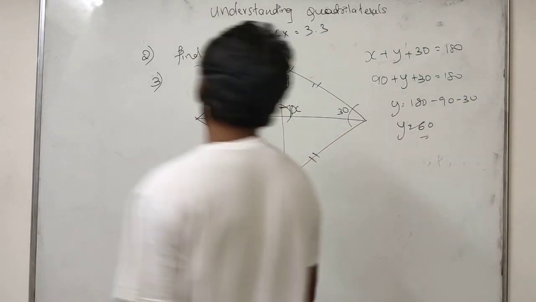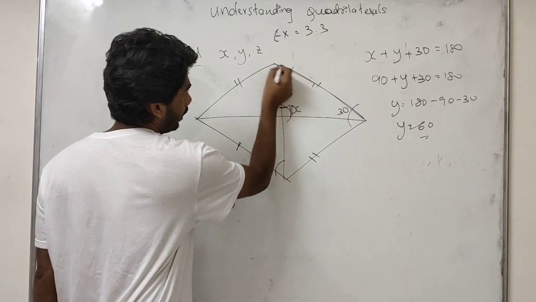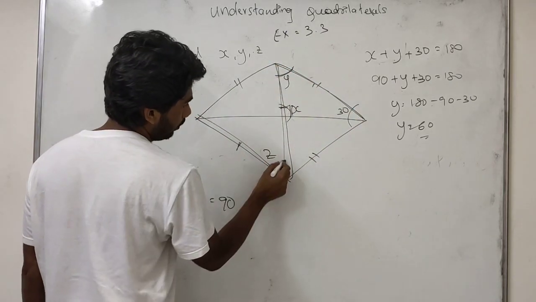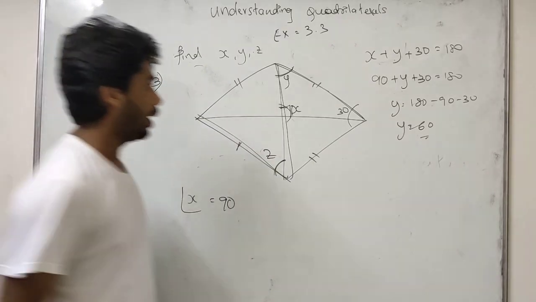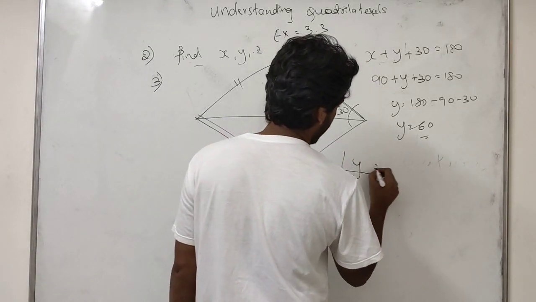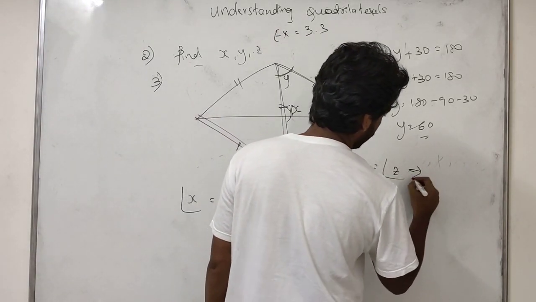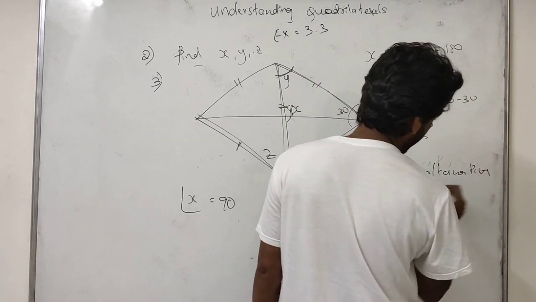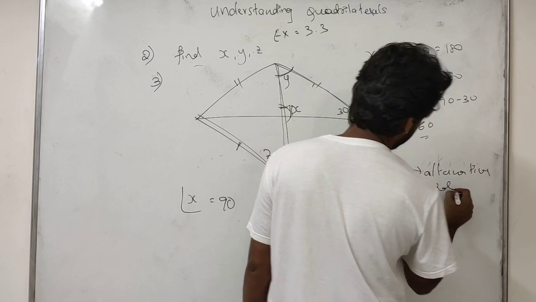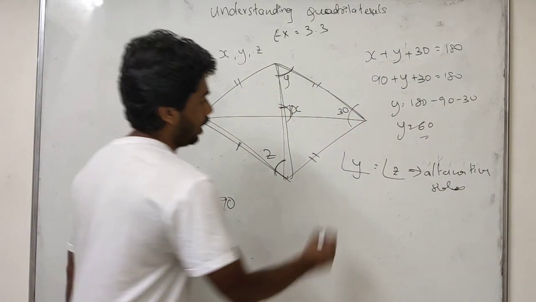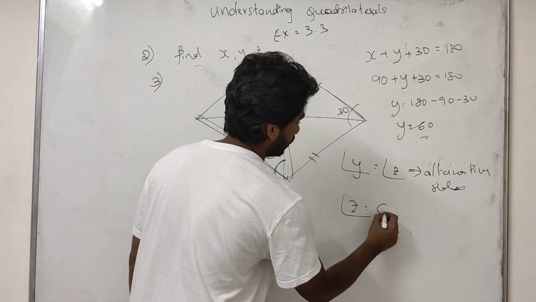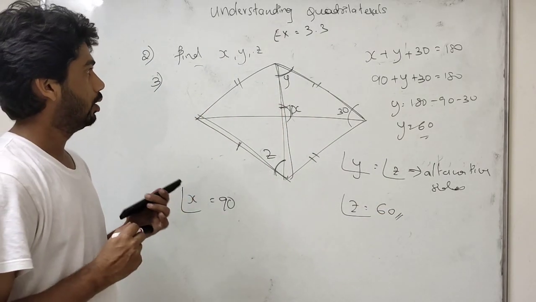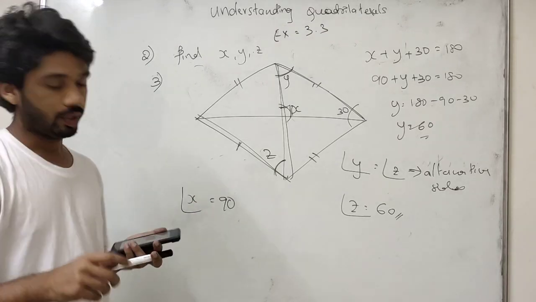So here, friends, the concept is alternate angles. See, a Z shape is there. This angle and this angle will be equal. Angle y is equal to angle z, alternate angles, because we have parallel sides. So we take it as an alternate angle. So now angle z will be 60 degrees. Okay, students, got it? I'll go to the next problem.